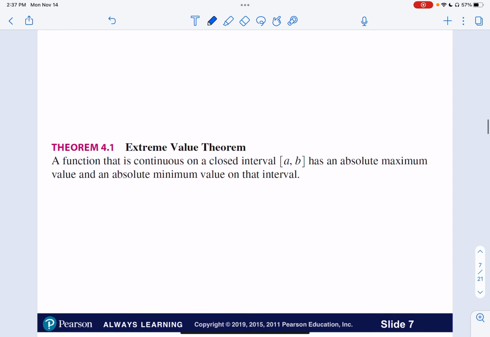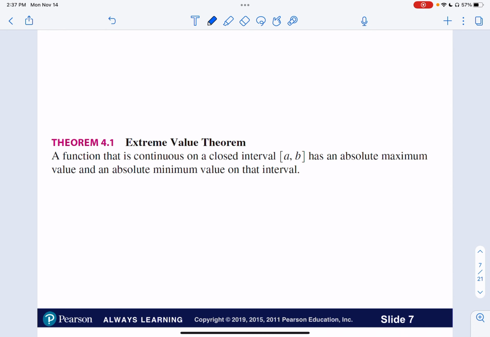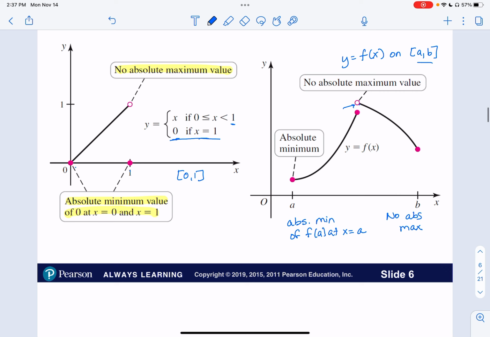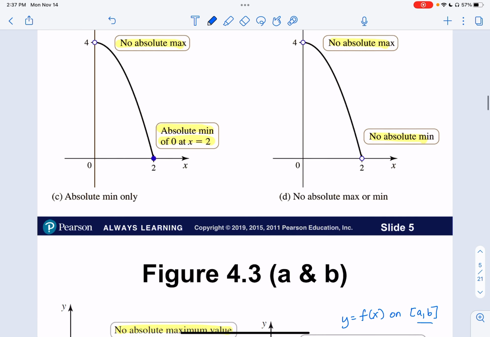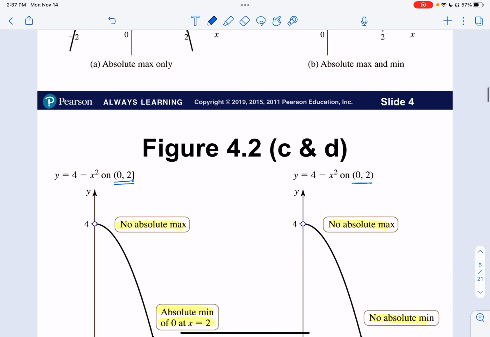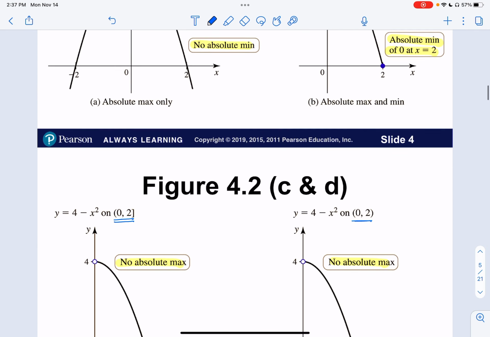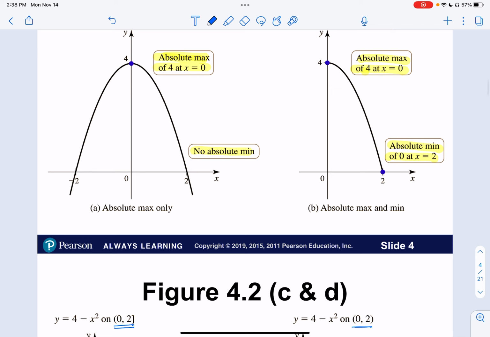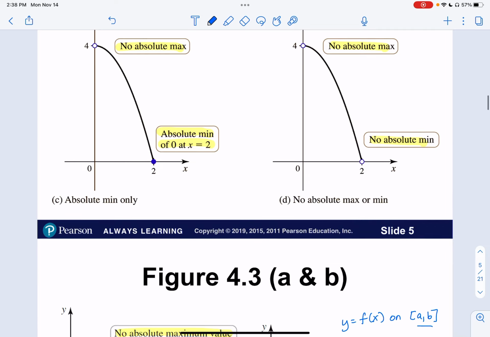If we look at the next theorem, the extreme value theorem, it states that a function that is continuous on a closed interval AB has an absolute maximum value and an absolute minimum value on that interval. So what we saw in the previous example was these functions weren't continuous, right? What we saw in the example before that, as we played with the intervals, was that so long as it was continuous and it was closed, then we had the absolute maximum and minimum.